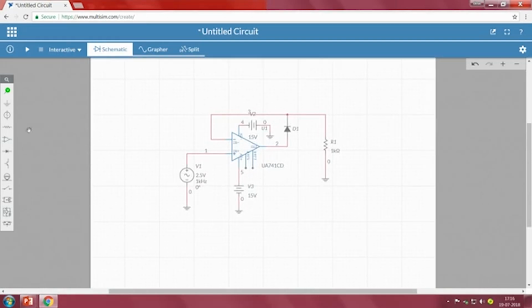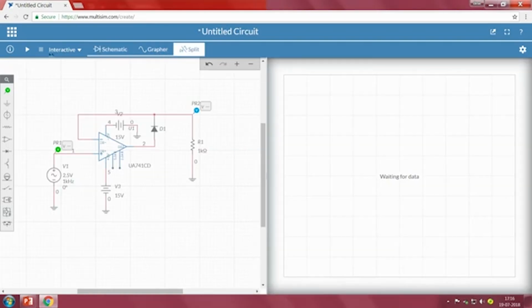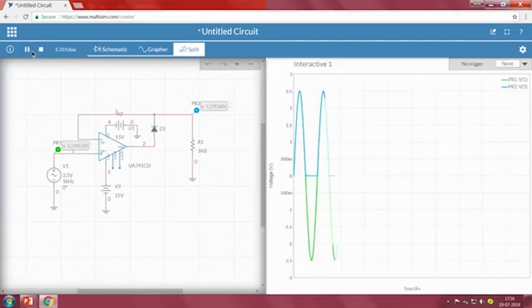Now to visualize the response, the green color probe will give you the response of the input signal, whereas the other probe, sky blue color, will give you the output response. We will analyze whether it is performing a half wave rectification. Let me keep it in a split and run it once.